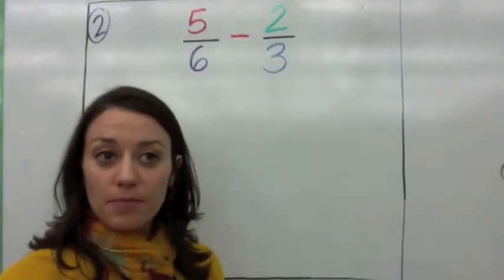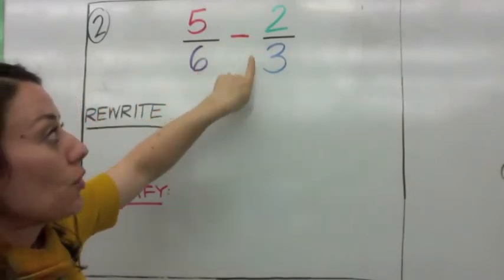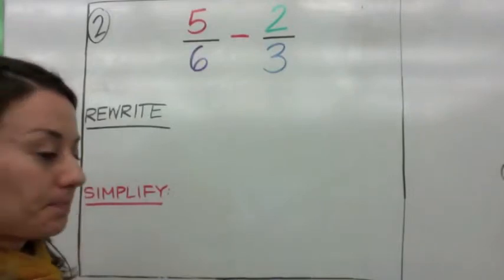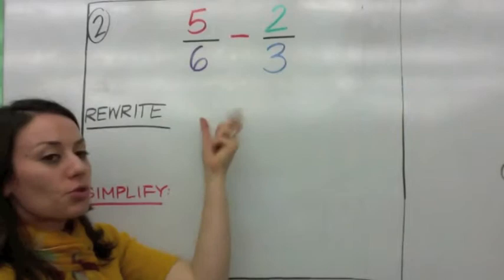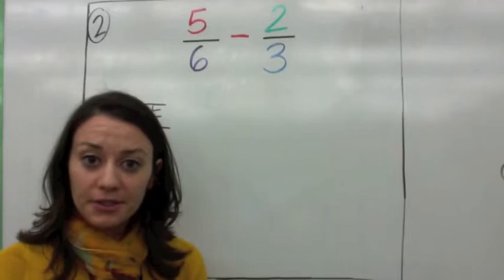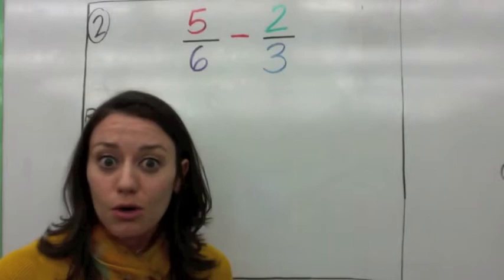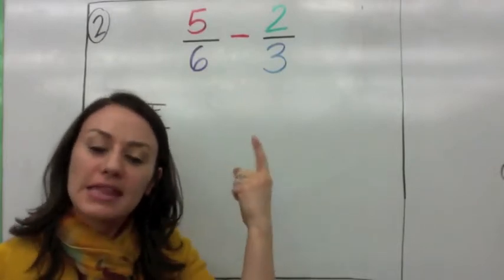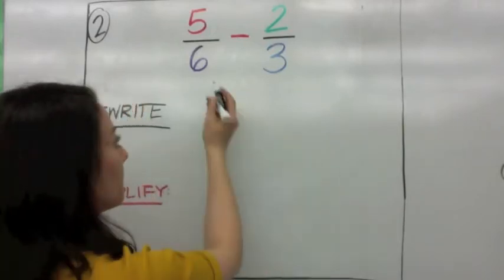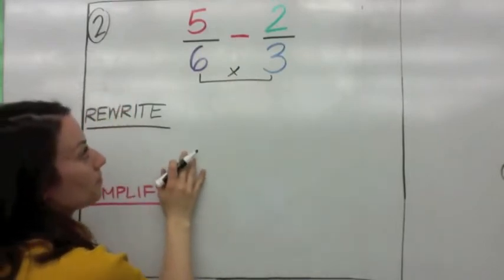Read the last example with me. It says 5/6 minus 2/3. Write it down. Okay. So, the first question you ask yourself is, do these fractions have a common denominator? Are the bottom numbers the same? No, right? How do you make them have a common denominator so you can subtract? You multiply. You multiply the denominators and you rewrite them, okay?